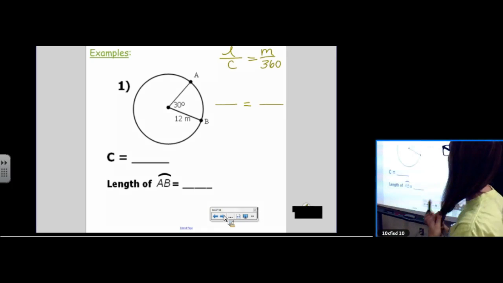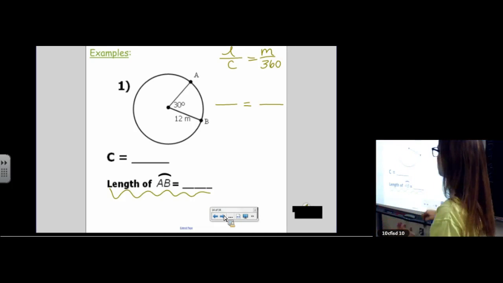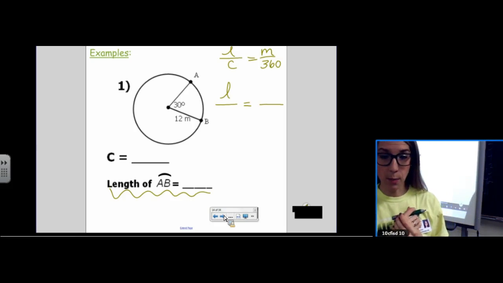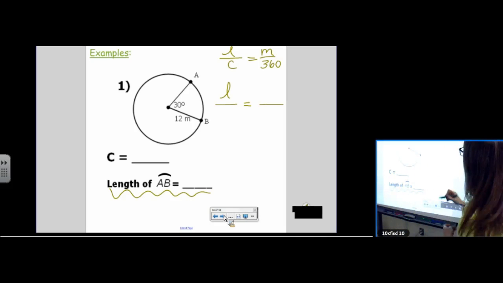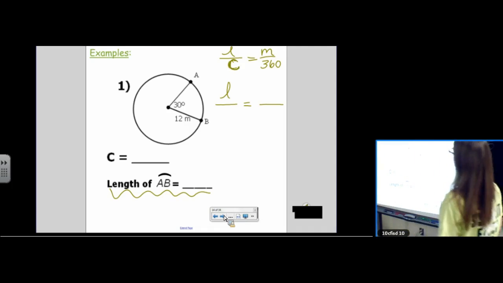L stands for the arc length. I noticed in this problem, that's what I'm looking for. So that is my variable. That is my missing piece of my proportion in this problem. Next, in the next part, I need the circumference of my circle.